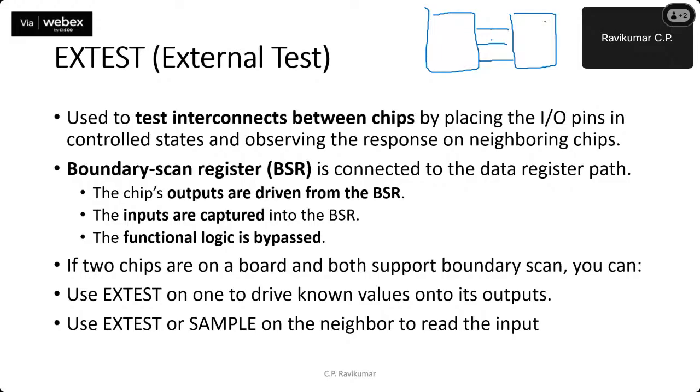Now the interconnects may have two problems. One is an open circuit or maybe a short circuit. So how do I test that the circuit is open? Right. So what I'll have to do is imagine that there is a boundary scan cell here which is driving this wire, and that wire is supposed to be connected to this guy here.